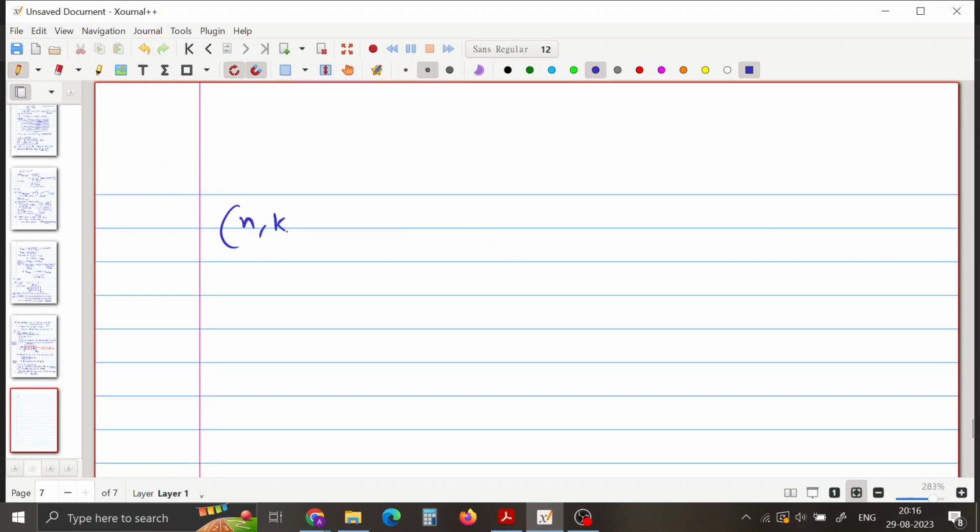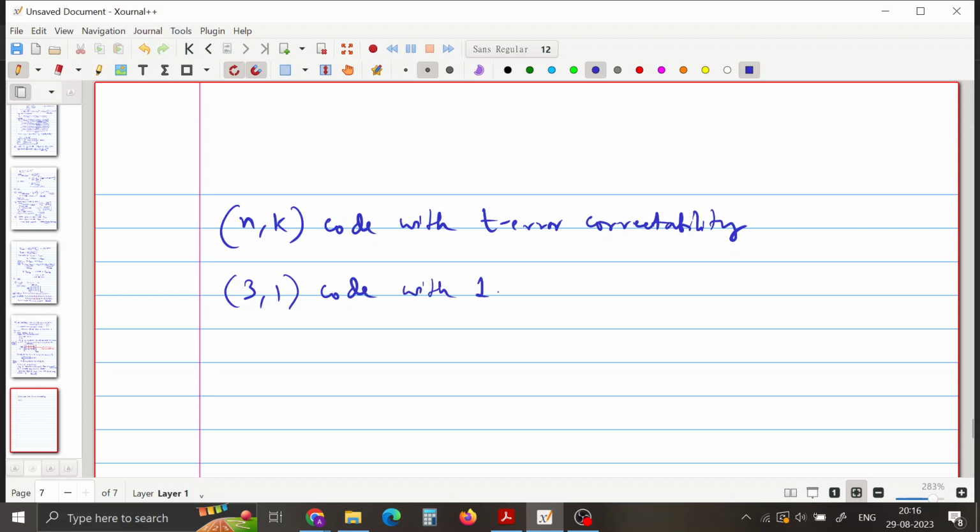So an (n,k) code with t error correctability. Okay, a (3,1) code with one error correctability. So here, what are the parameters? This is n equals 3, k equals 1. I'm just comparing these two. And this is t equals 1. So you don't mix up these two. t and k are not the same. Don't mix up these two.